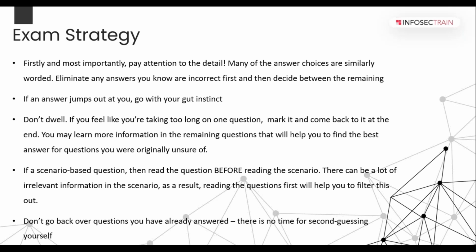If you feel like you're taking too long on one question, mark it and come back, and you may learn more information in the remaining questions itself. That's something you can think about, because a question's answer might be addressed somewhere down the line in some other questions, so that can also help you. So mark those questions.